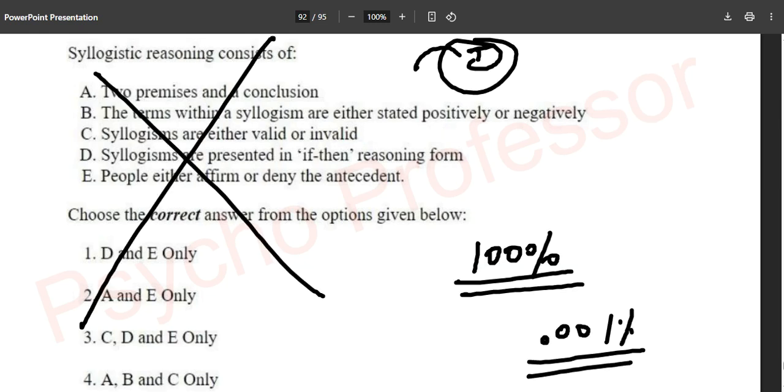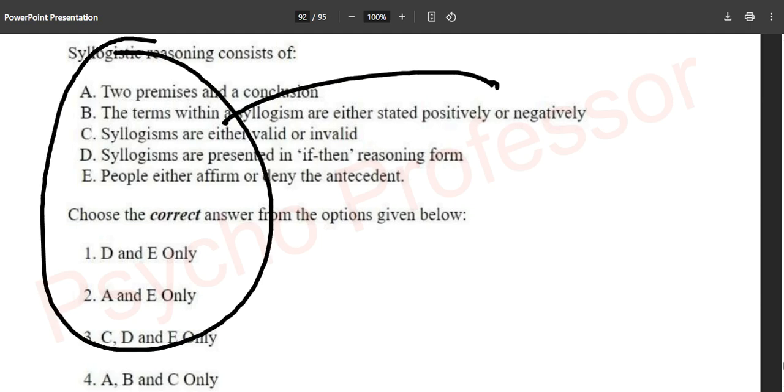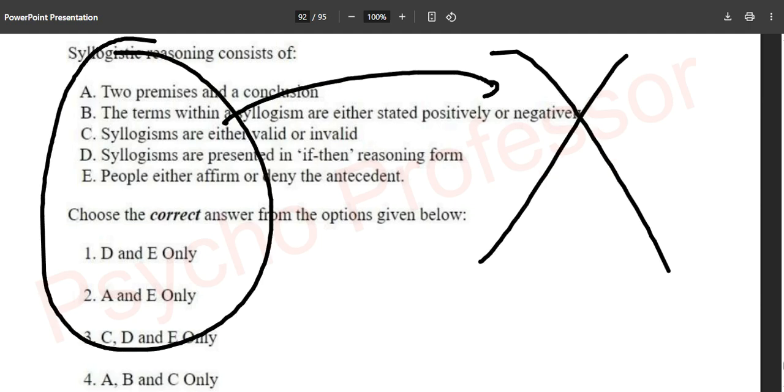Okay, so let's move forward. Don't waste time on such questions. The correct answer is option number 4. And if you study all these questions, also in the exam hall some question will come and you will not be able to solve that. So don't worry, just leave such questions.